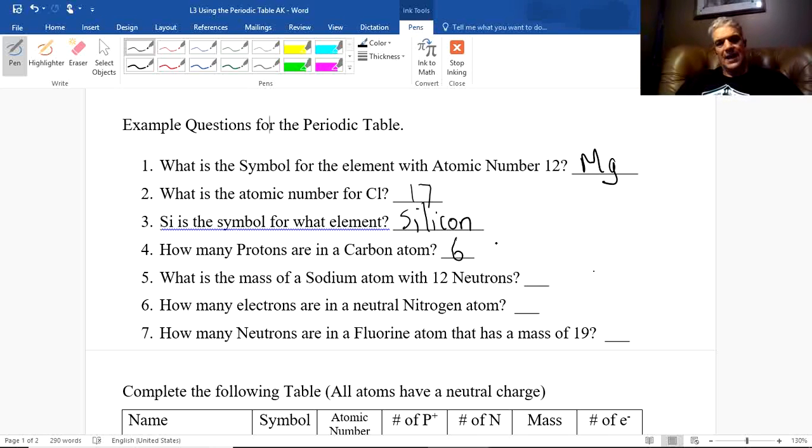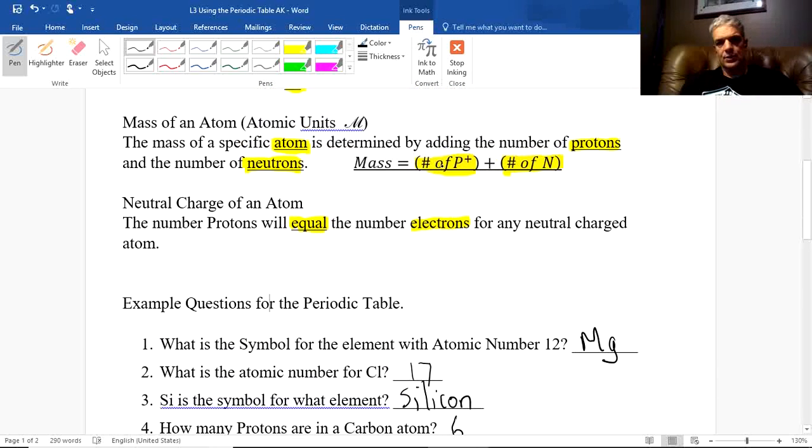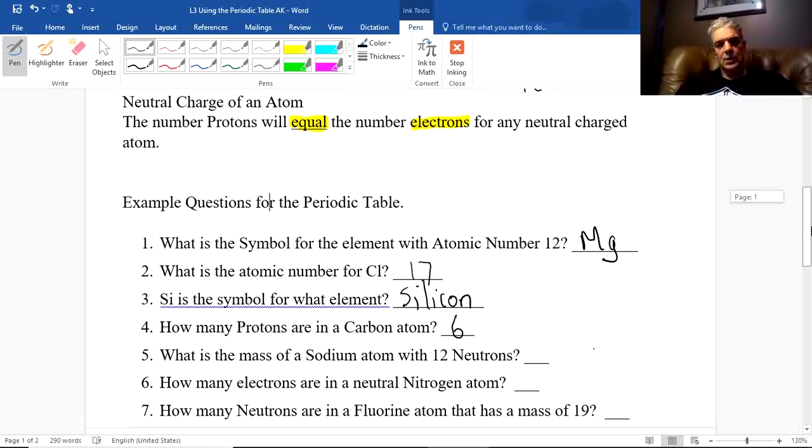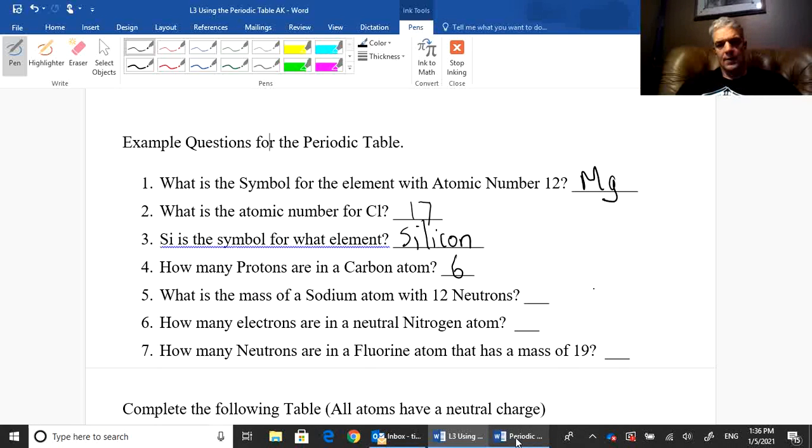Well, I recall seeing here a beautiful formula that says mass equals the number of protons plus the number of neutrons. I have 12 neutrons. So if I know how many protons, I can add them together and I would have my mass. That's not that difficult. So I just need to know how many protons, which is the atomic number of sodium. So let's go see if I can find sodium on the periodic table.